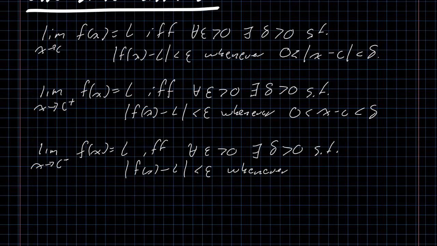whenever, all right. Now, if x is to the right of c, that means that x minus c is going to be a positive number. If x is to the left of c, that means that x minus c is going to be a negative number, which is why we'll get the negative of delta less than x minus c less than 0.